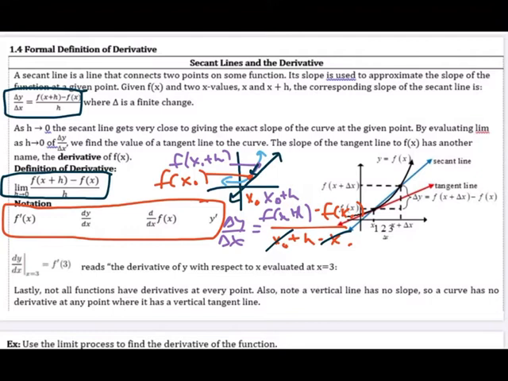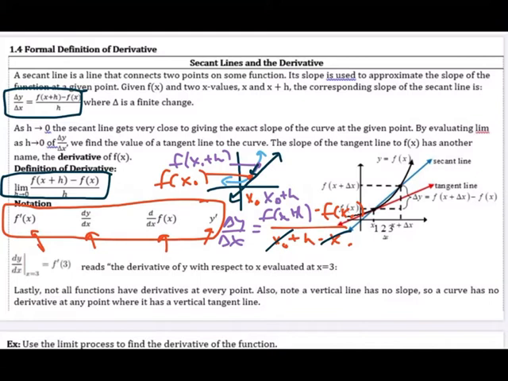Okay, so let's talk through some notation. All of these notations mean the same thing, and you will see them used interchangeably. We'll talk about circumstances where one notation may be better than another, but right now they all mean the same thing. This is f prime of x. That means the derivative of the function f evaluated at x. dy dx, which is the derivative with respect to x of y.